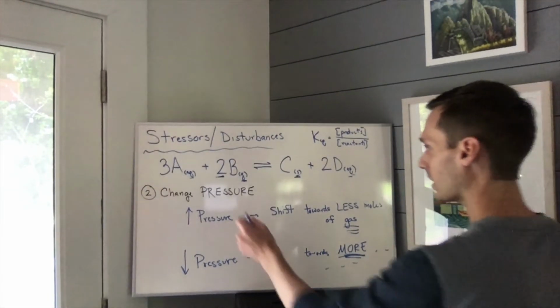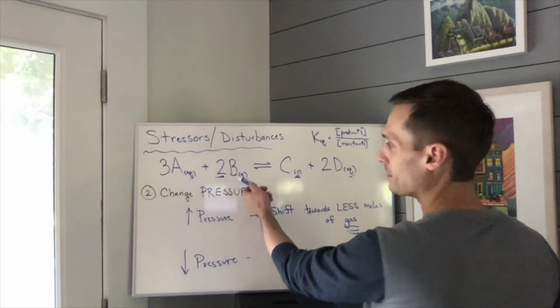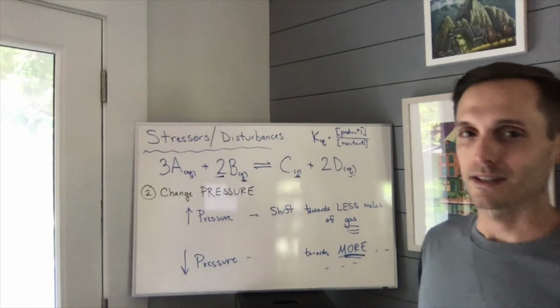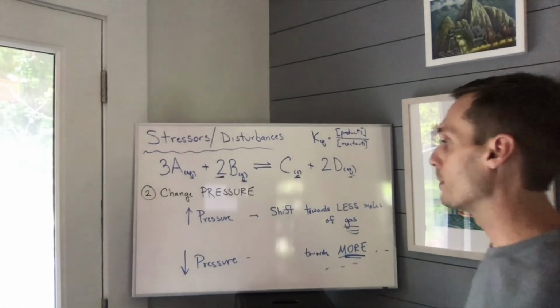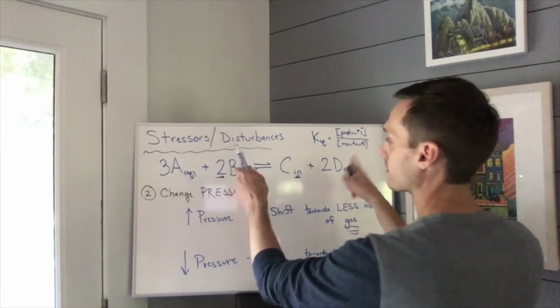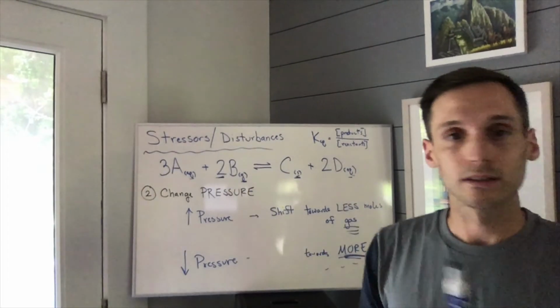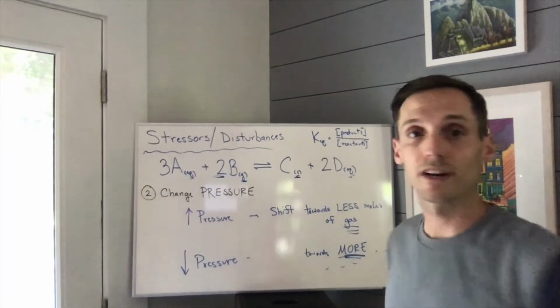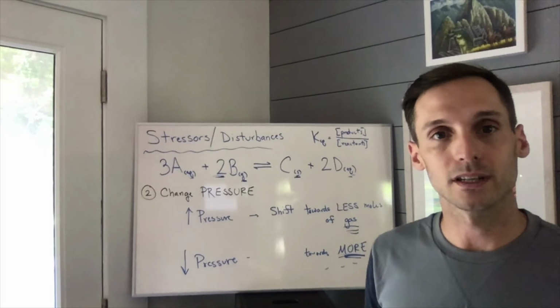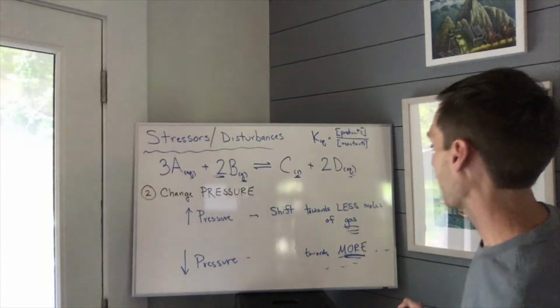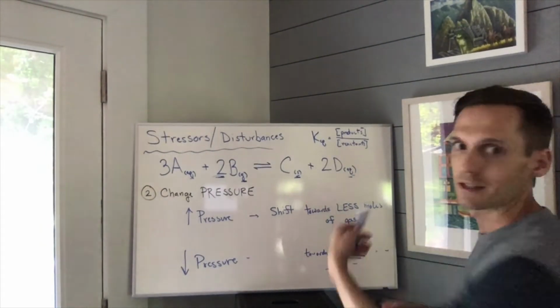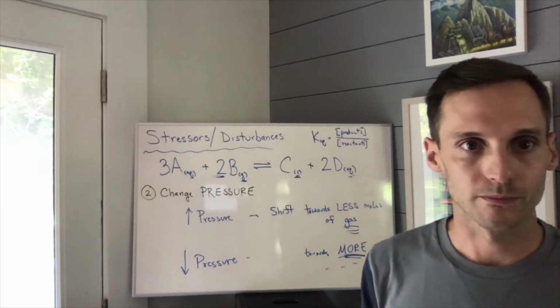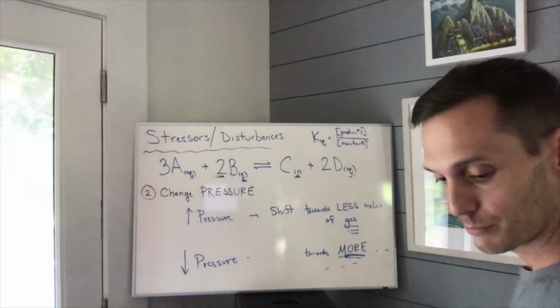So this one is quite simple because we only have gas on one side of the arrow, but you could do this if you had gases on both sides. You would just compare the coefficients. Whichever had a higher amount of gas would be the more moles. Whichever had the smaller amount is the less moles. Okay, so that's the second one, change in pressure.